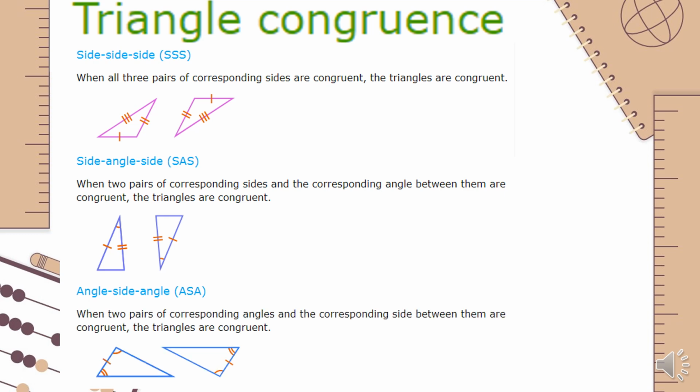And then angle, side, angle, or ASA congruence, when two pairs of corresponding angles and the corresponding side between them are congruent, the triangles are congruent. See here, the two angles are congruent, and between the two angles there is a side that is also congruent with the other side. So when all these three things are congruent, we say that the triangles are congruent, and we need not measure the other sides, because automatically the rest of the angles and sides are also congruent. Okay, so this is called ASA congruence.